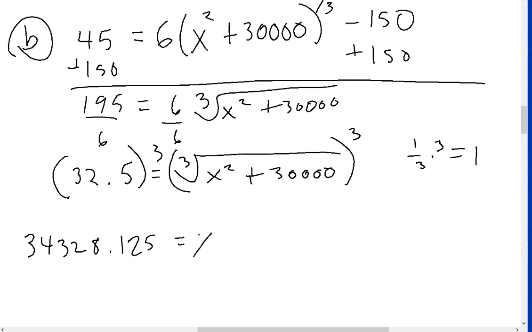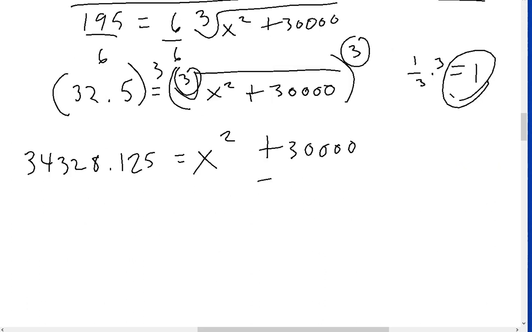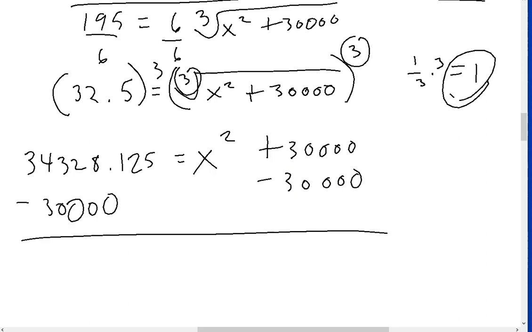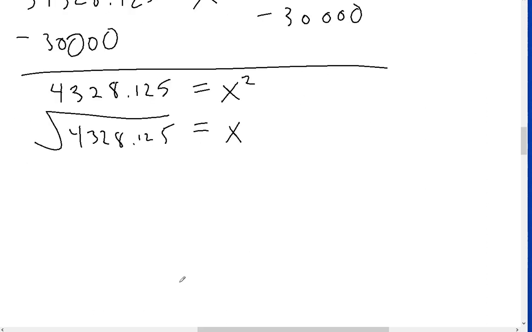And on this side, I just have X squared plus 30,000, because cubing a cube root removes the root because it gives it an exponent of 1, which we don't have to write. We subtract 30,000 from both sides, and we end up with 4,328.125 is X squared. We take the square root of that, 4328.125, and now we finally have our answer.